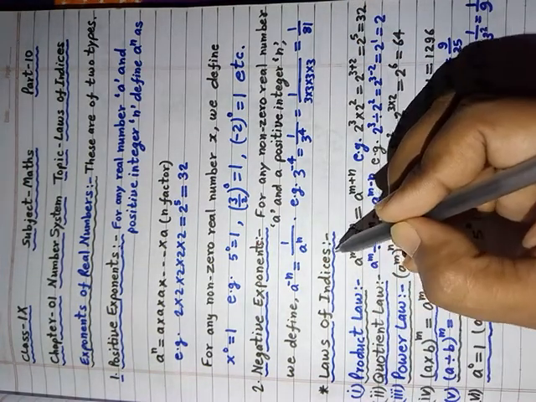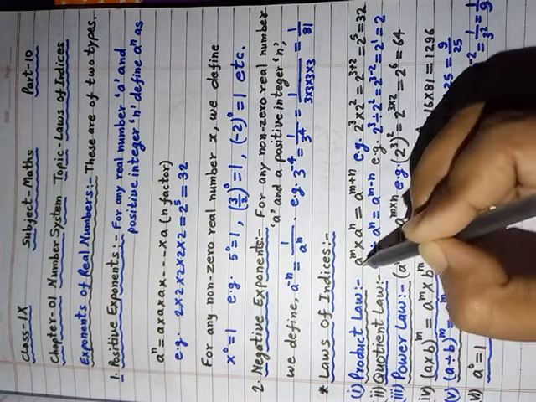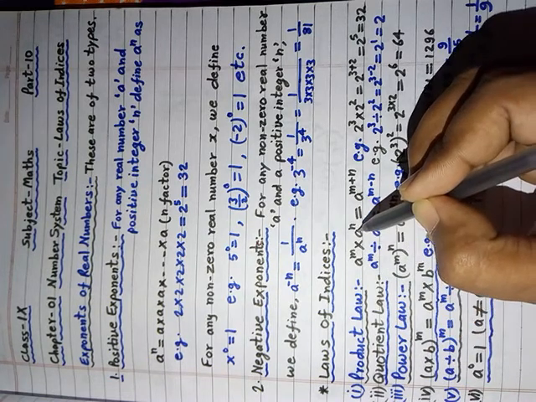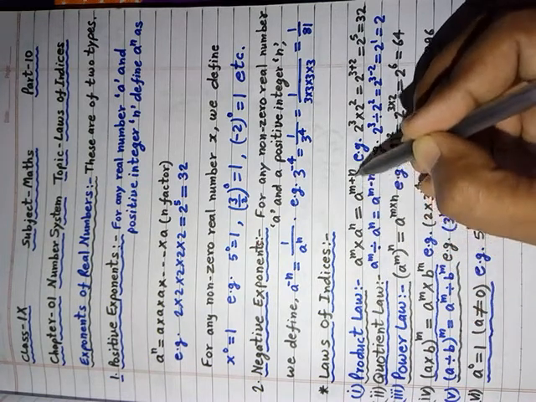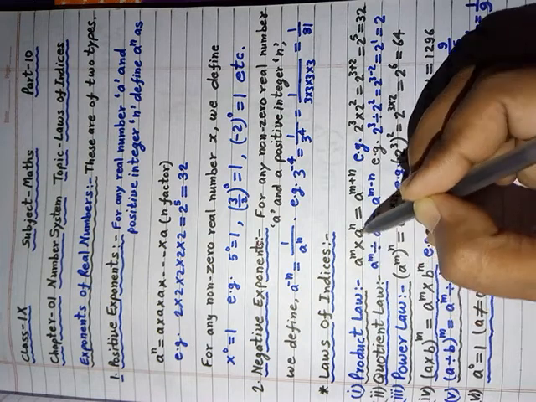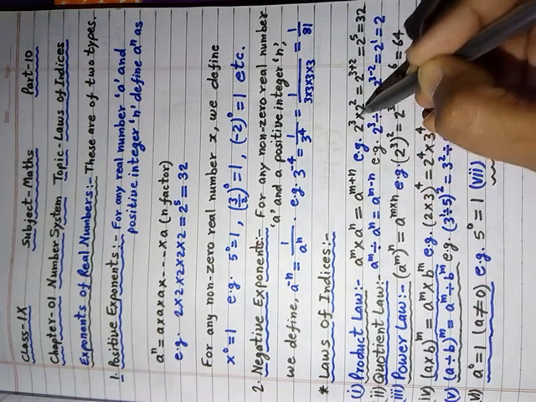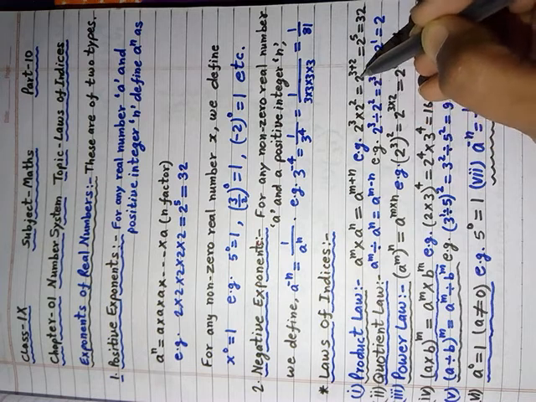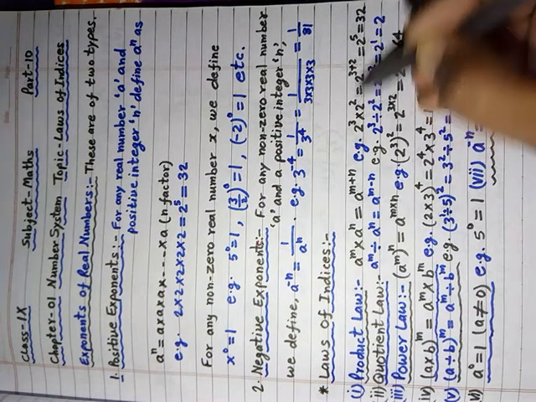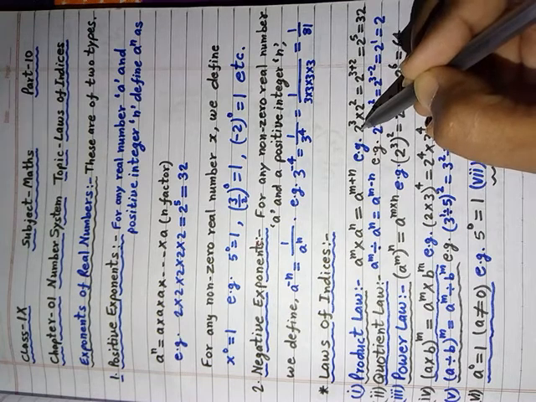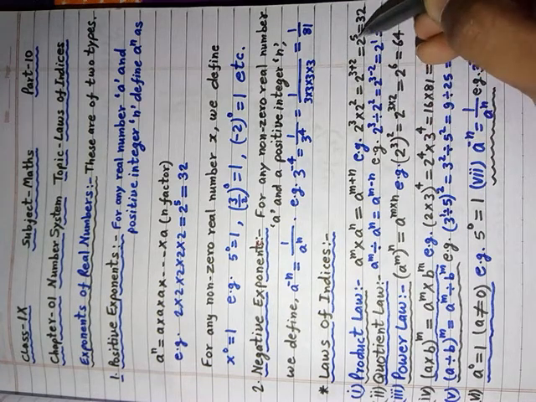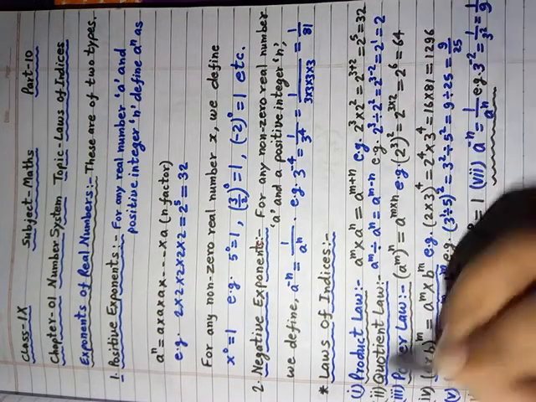Laws of indices. First, product law: a power m into a power n is equal to a power m plus n. If bases are the same, powers will be added. For example, 2 power 3 into 2 power 2 is equal to 2 power 3 plus 2. Powers will be added because bases are the same. So 2 power 5 is equal to 32.